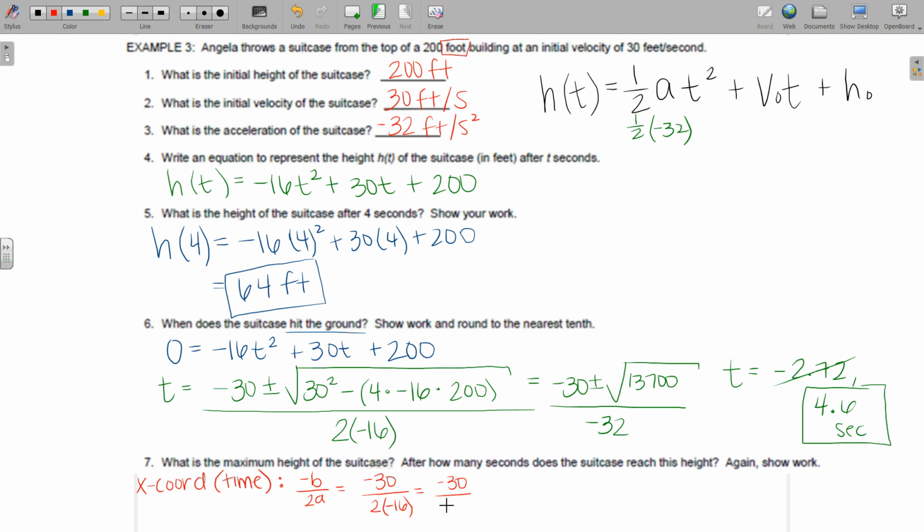So negative 30 divided by negative 32 is, and we're going to use all those decimals, 0.9375 seconds. So this is the time. So we're actually answering after how many seconds? We're answering that part first. So 0.9375 seconds. To figure out what is the maximum height, we're going to actually plug that in. So we evaluate h at 0.9375. And when you plug that in, you get 214.0625 feet.